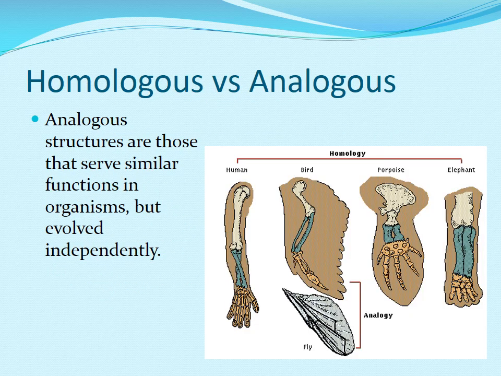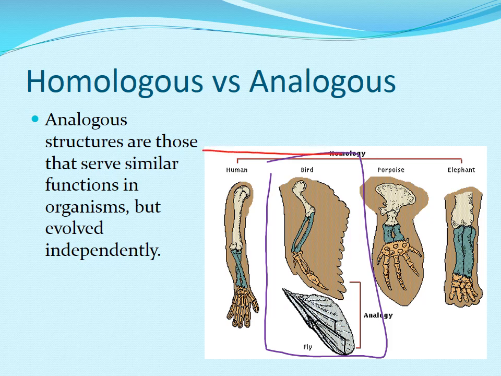Again, analogous structures are those that serve similar functions but evolved independently. So if we look at these guys down here, these are analogous. This bird wing and this fly wing both serve the function of flight. However, because of their structures, I mean, the birds have bones in them, the fly does not, we don't believe that they had a common ancestor. All right, but if you look at these guys.